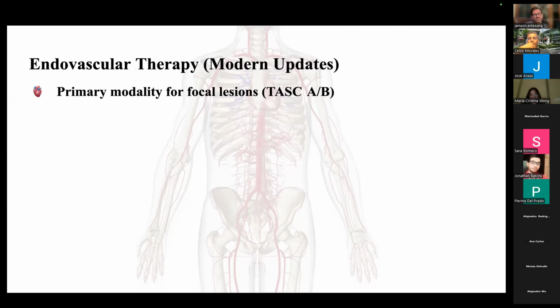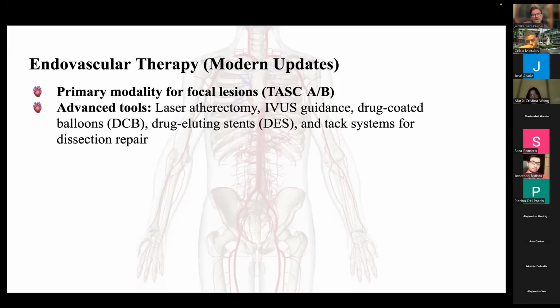Endovascular therapies of modern times, primary modality is focusing on TASC lesions A and B, and we've talked about some of the TASC classifications. However, we still approach TASC C and D lesions via an endovascular approach, especially for those patients with high morbidities, high comorbidity factors such as severe coronary artery disease, decrepit patients that you're trying to just give them some palliative care, pain relief, avoid amputation, etc.